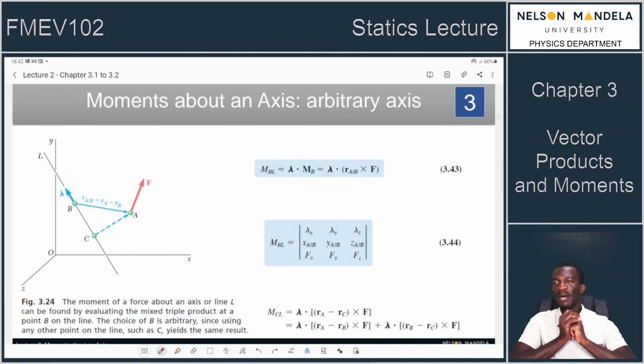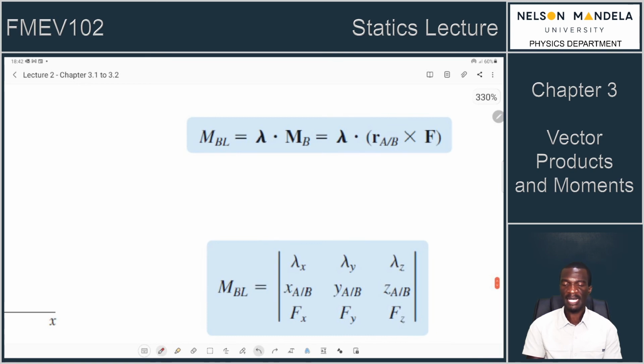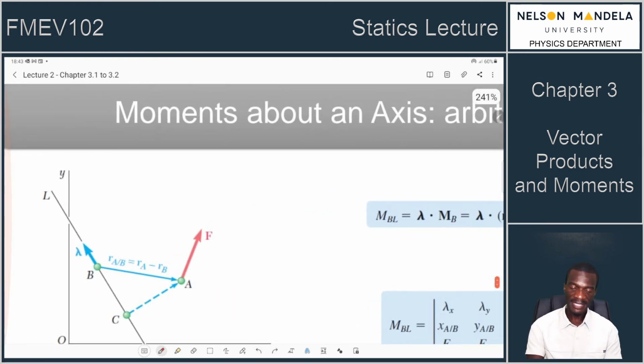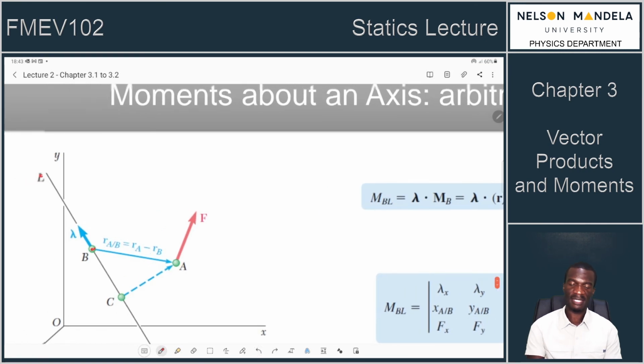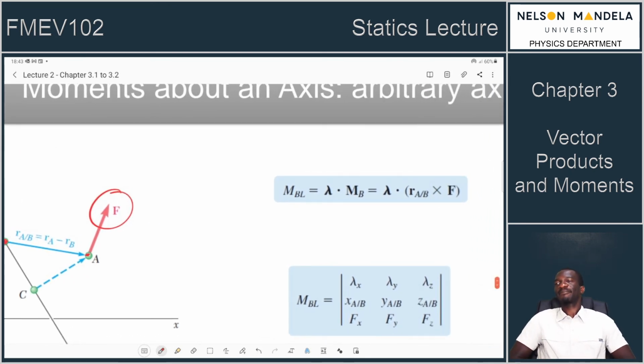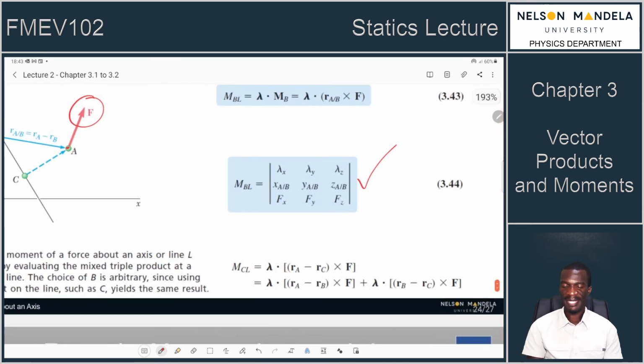So there, the moment of a force about an axis or line L can be found by evaluating the mixed triple product at a point B. So this time we no longer have the origin, so you will use the previous principle. In this case, our moment about the axis BL will be lambda multiplied by the moment about B. What is lambda? It's the directional vector of the axis from B to L. What is R? It is the position at which the force is acting, relative to some reference point on the axis. So that will be your MBL. It will be equal to lambda dot RA cross F, and then you can use your matrix method and find the moment about that axis.